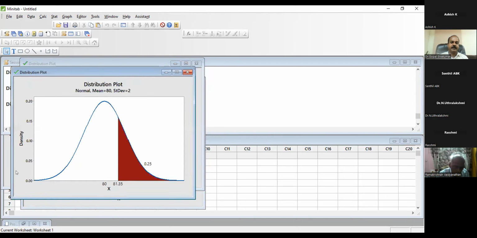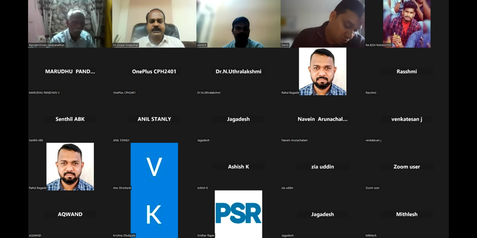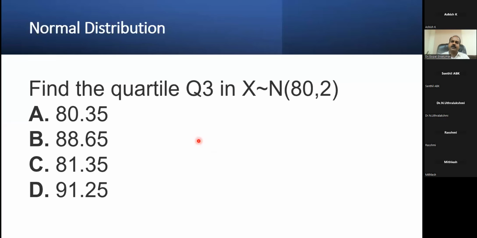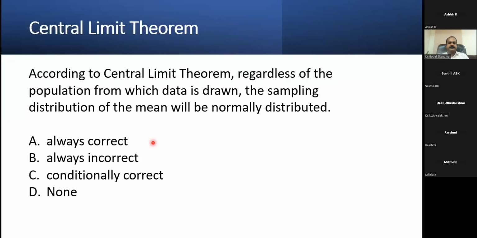Suppose I use Q3, maybe here or somewhere, 81.35, I think. Yeah, we have 81.35. What is the probability to score above 81.35? 25%. That's all right. This is how you can play. You can play with Minitab and let them ask n number of questions. We'll use the same procedure and solve all situations. Isn't it? So this is done.